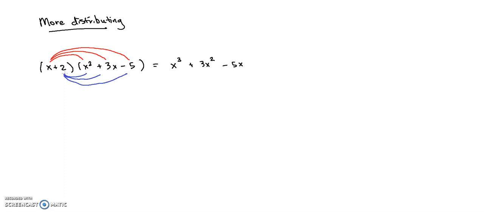Now I'm going to distribute the 2. Plus 2x squared, plus 6x, minus 10. Okay, and now we just need to go through and collect like terms. So remember, they have to be the same type of term to collect.